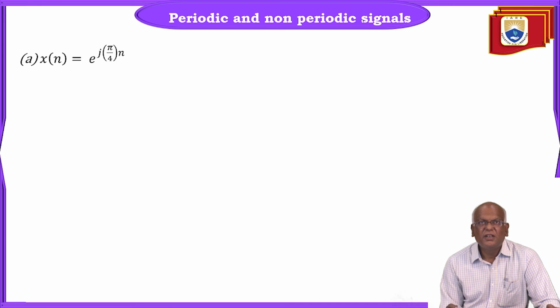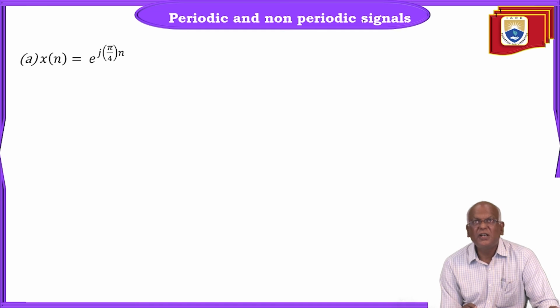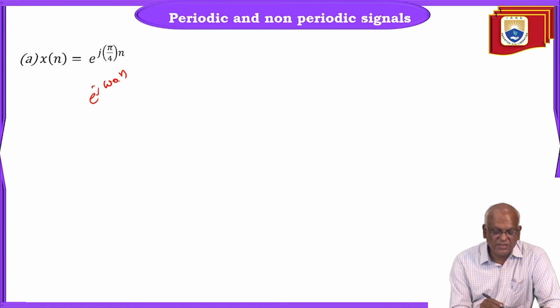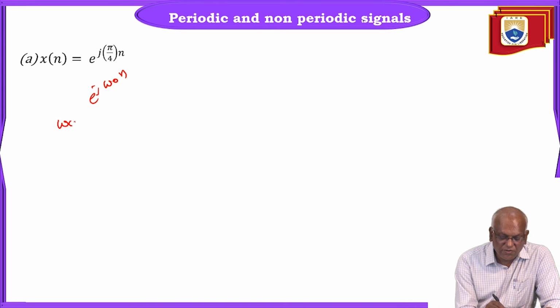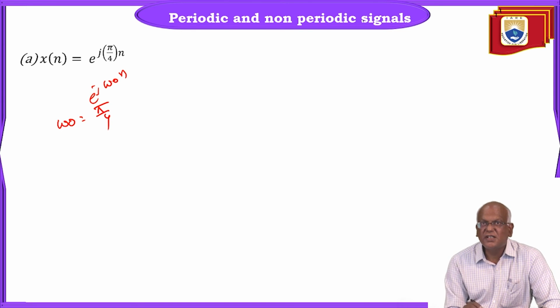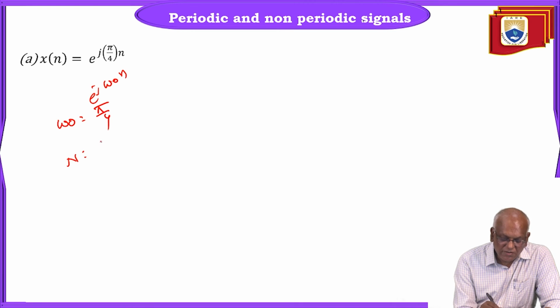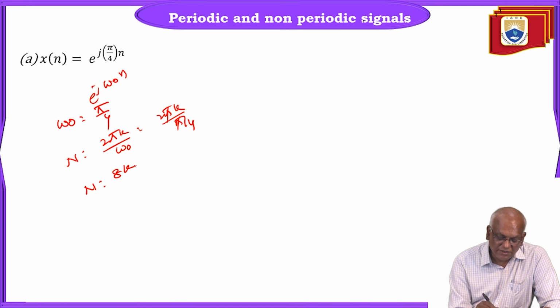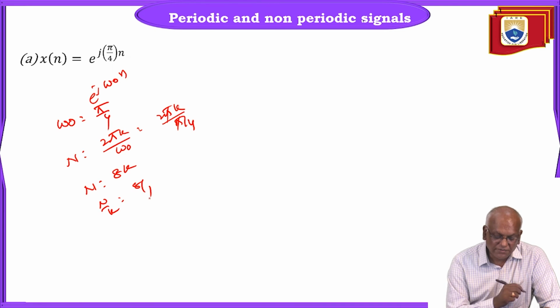Next we take x[n] equal to e power j pi by 4, n. This is written as e power j omega naught n, where we take omega naught equal to pi by 4. This signal is a discrete time signal. The value of N is given by 2 pi k divided by the omega naught value, that is 2 pi k divided by pi by 4. Pi cancels, N equals 8k, so N by k equals 8 by 1.